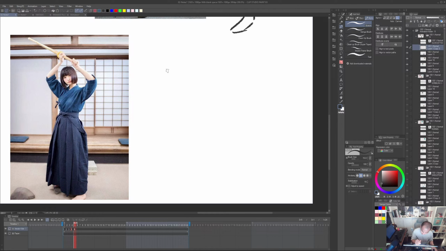So now over here I can clearly see the silhouette of the character's head, right?